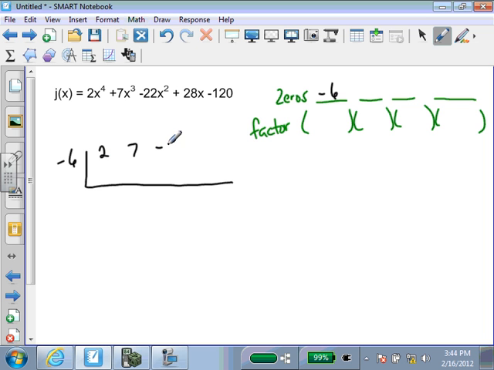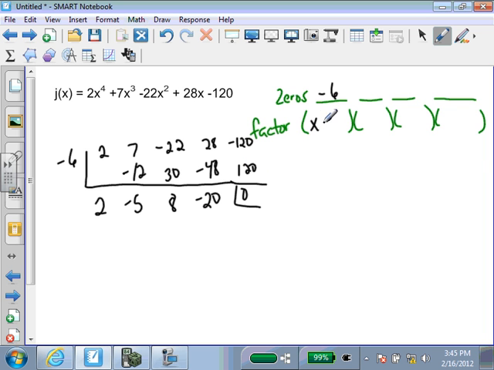2, 7, negative 22, 28, negative 120, 2, negative 12, negative 5, 30, 8, negative 48, negative 20, and 20. Ooh, at least that one works. X plus 6. Okay. I'm going to see if I can factor what's left over, because I'm not really sure about the places where that one was.